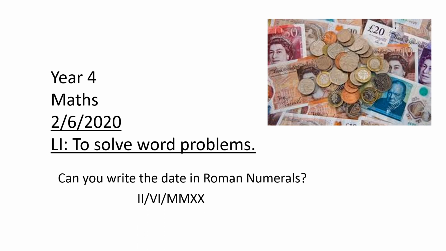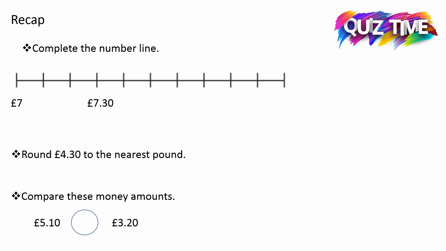Excellent. So let's do some recap. Complete the number line, round £4.30 to the nearest pound, and compare these money amounts, £5.10 and £3.20. So I want you to write this down in your books. Excellent. Now let's go through the answers.